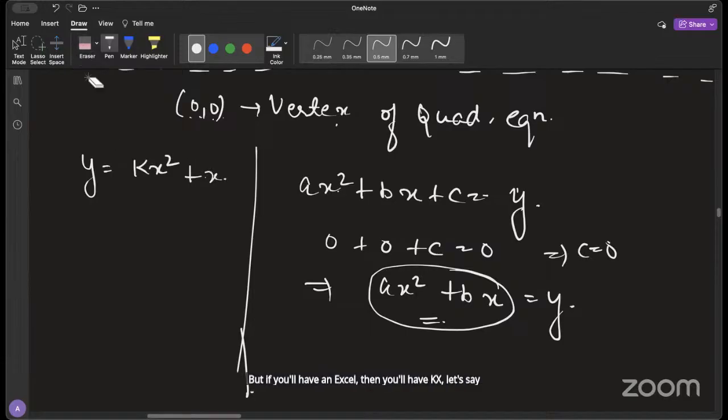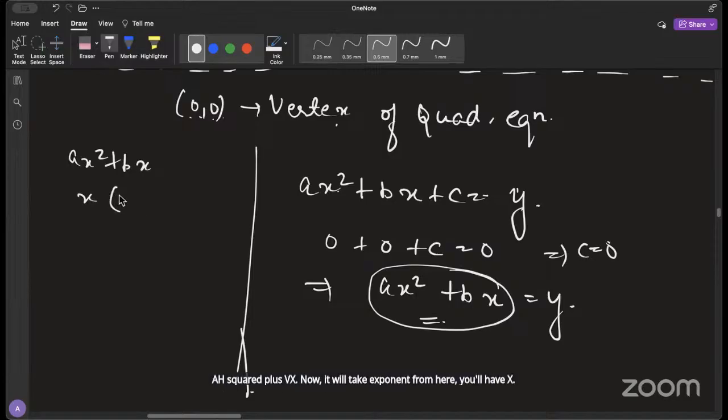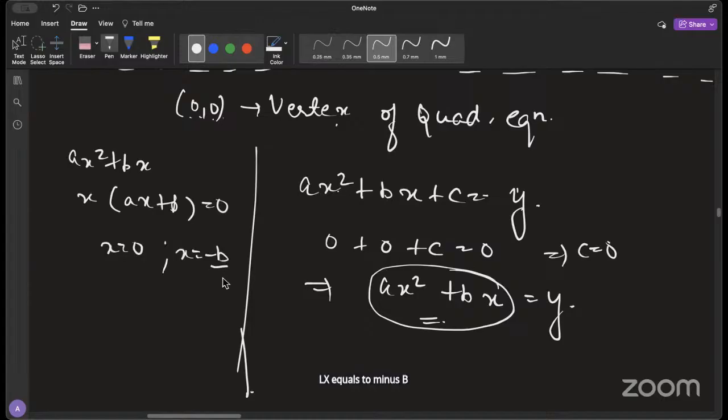Let's say you have, if this is your vertex, that means ax square plus bx. Now if you take x common from here, you'll have x times (ax plus b), right? And if you solve it, you'll get x equals to 0 and x equals to minus b by a. Now that means your curve is going to get cut into two. It's actually not possible.